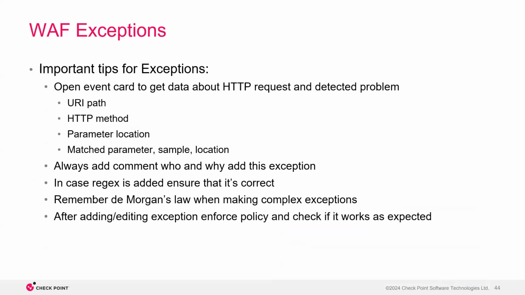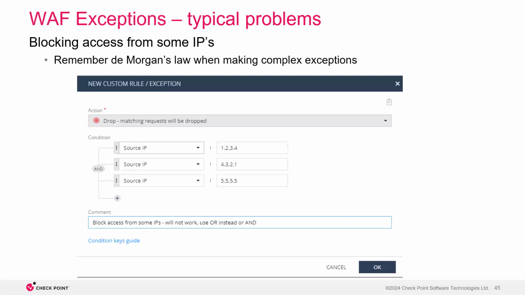But some important tips, right? When you are creating an exception, that event card I referenced earlier, you want to go in there, open that event card, take a look at the URI path, the HTTP method, the parameter location, and all of the detail that's there, and leverage that information when creating the exception. Always add a comment. If you're using regex, make sure it's right, and then keep it simple. And then ultimately, once you've created the exception, make sure you enforce that policy and that you test it. Make sure it works the way that you expect it.